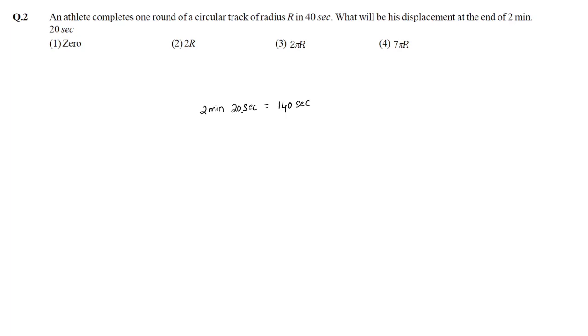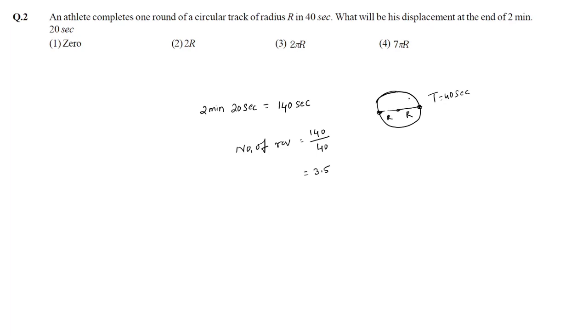seconds. So now in this 140 seconds, how many complete circles he can complete? So now just imagine that this is the circular track of radius r. He is starting from here and completing one round, and the time taken by the person is 40 seconds to complete. So now number of revolutions made is 140 divided by 40. So he will be completing 3.5 revolutions. So that means after 2 minutes 20 seconds the athlete may be exactly opposite to his position.